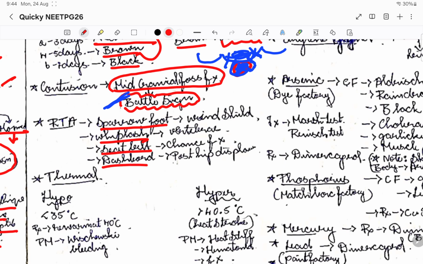Then coming to some of the important factors with respect to RTA: sparrow foot, whiplash, seat belt injury, then dashboard injury. Okay, so sparrow foot is nothing but, suppose the windshield has been shattered. What happens is all the glass pieces will come onto the face and form these small cuts, right? So it is called sparrow foot. It looks like a sparrow foot, so sparrow foot injury is nothing but windshield shattering.